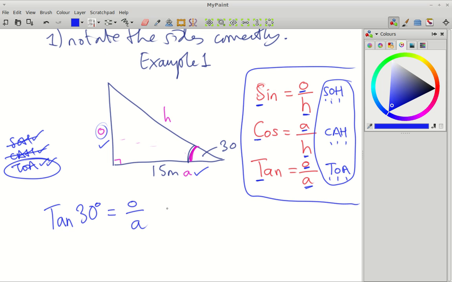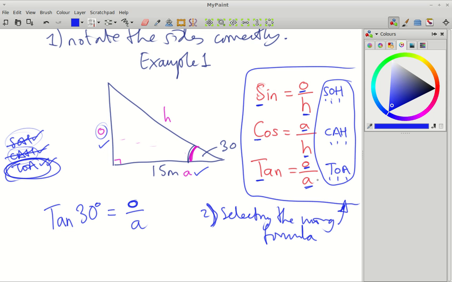We're going to rearrange this then to get the opposite on its own. So stumbling block number 2, selecting the wrong formula. We know to choose tan, but you could have chosen sine or cos by mistake, in which case you've fallen for stumbling block number 2, selecting the wrong one. And then we're going to come on to stumbling block 3, rearranging the formula incorrectly.